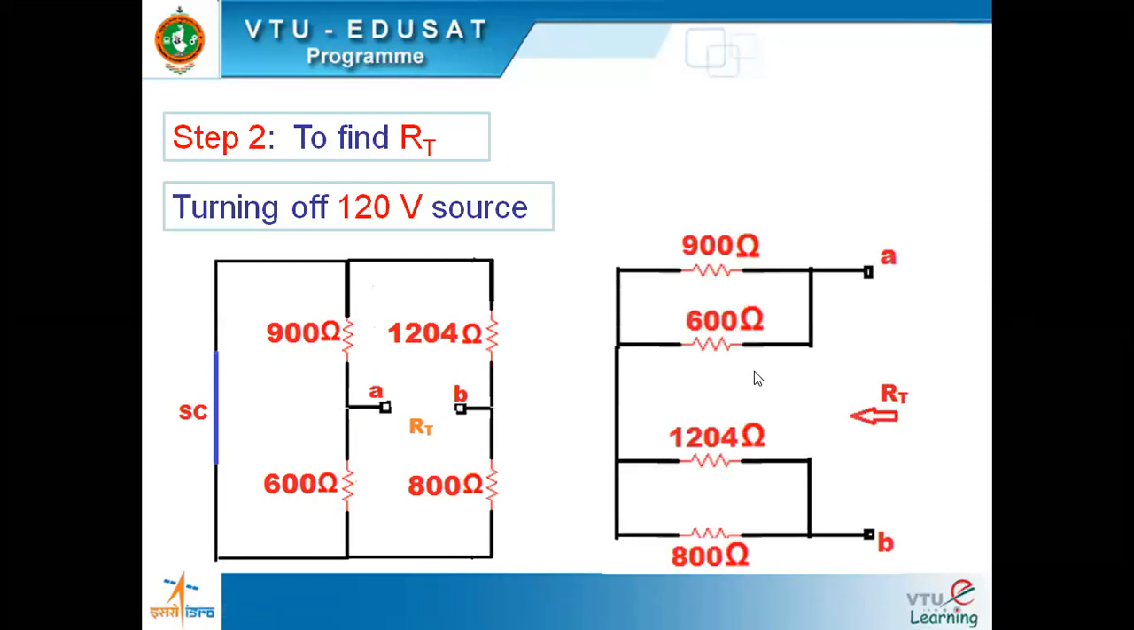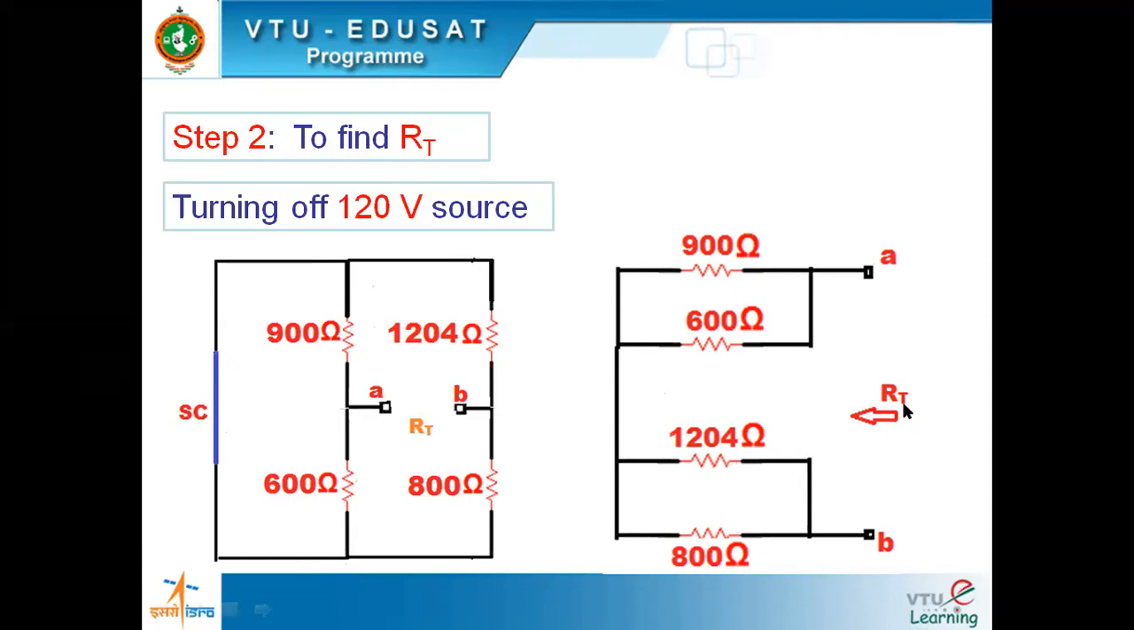So how have I written that? See, the same circuit can be written like this. You can call it the short circuit terminal. To the short circuit terminal, what is happening? From A, you have 900 ohms coming. From the same A, you have 600 ohms coming. See, from A, you have 900 ohms coming to the short circuit point, 600 ohms coming to the short circuit point. From B, 1204 ohms is coming to the short circuit point, 800 ohms is coming to this short circuit point. See, from B. So what is RT now?